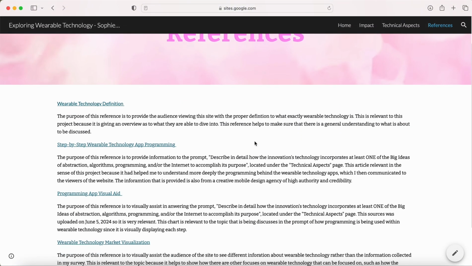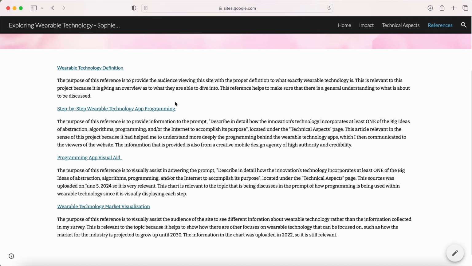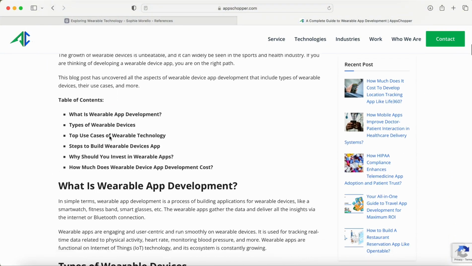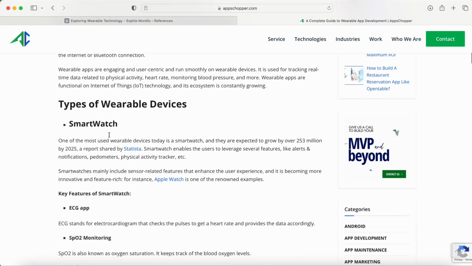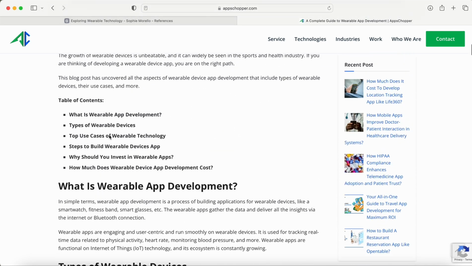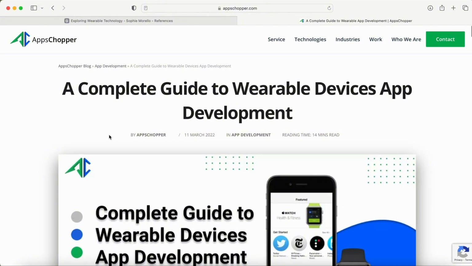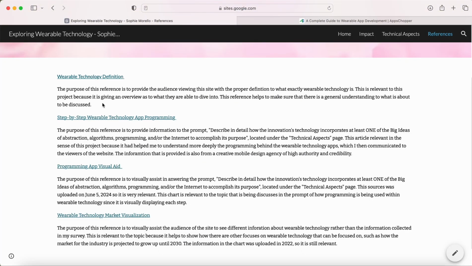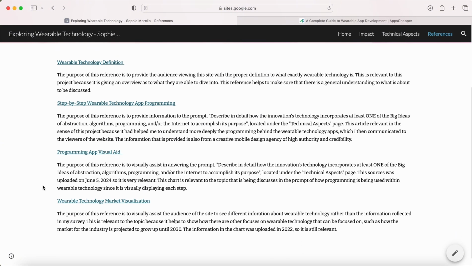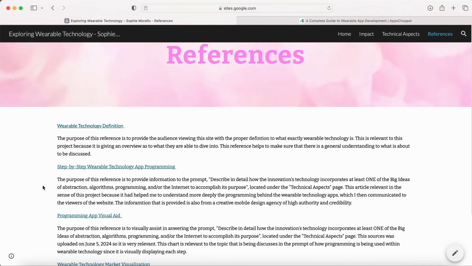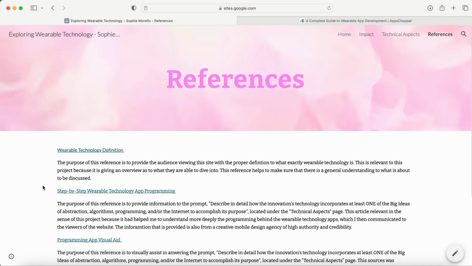One of the most helpful references throughout this whole project was the technology app programming. If you click on the link, it will take you to the website that I used. This is a very reliable website. It's very relevant to my topic. As you can see, it helps you understand how the programming apps on these are created. The information provided is also very accurate as it comes from a design agency of high authority and credibility.